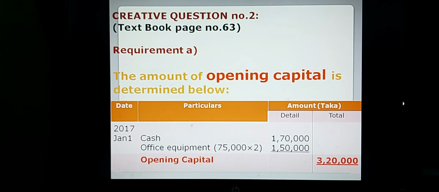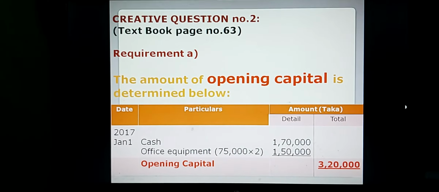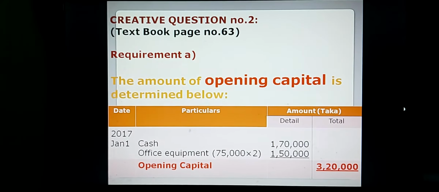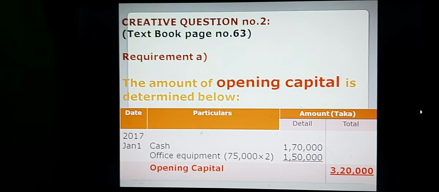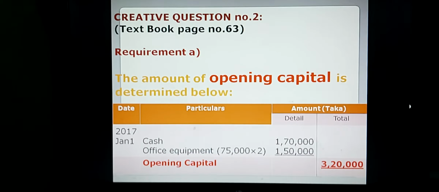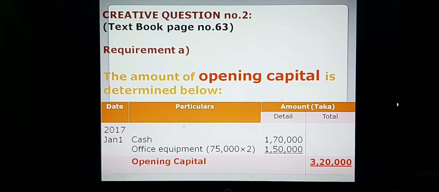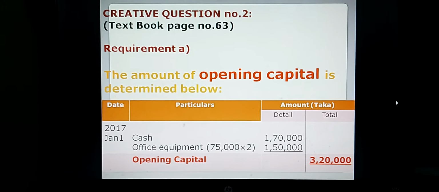We know that capital is the amount which is invested by owner or which is brought in business by owner in business, that is the amount of capital. So in this system or in this question, what is the amount of opening capital?